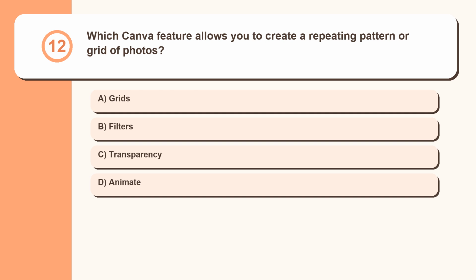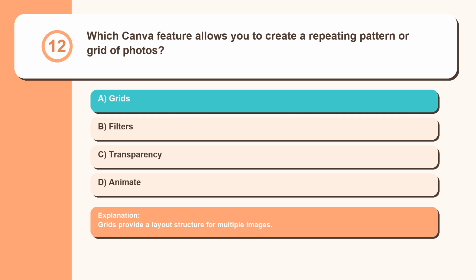Question 12. Which Canva feature allows you to create a repeating pattern or grid of photos? Grids, filters, transparency, animate. Grids provide a layout structure for multiple images.